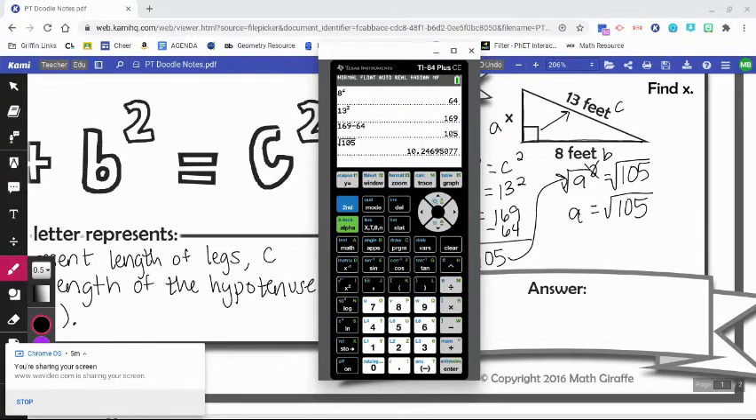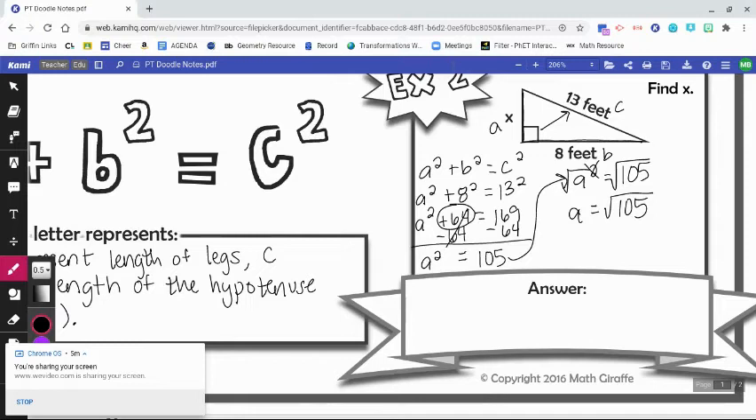is 10.24695, etc. Rounding to the nearest tenth is one number after the decimal, so I use the second number 4, which is less than 5. That tells me I'm just going to cut off the rest of the number. So we're going to be using 10.2. So my a is about 10.2. So I have 10.2 feet.